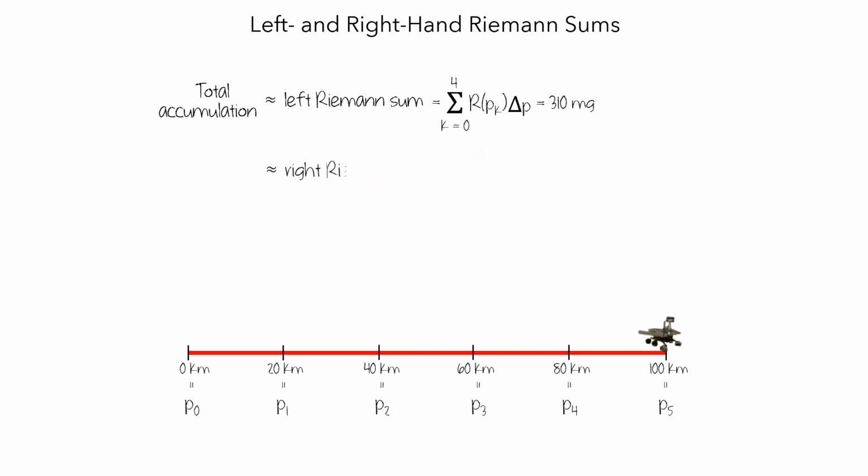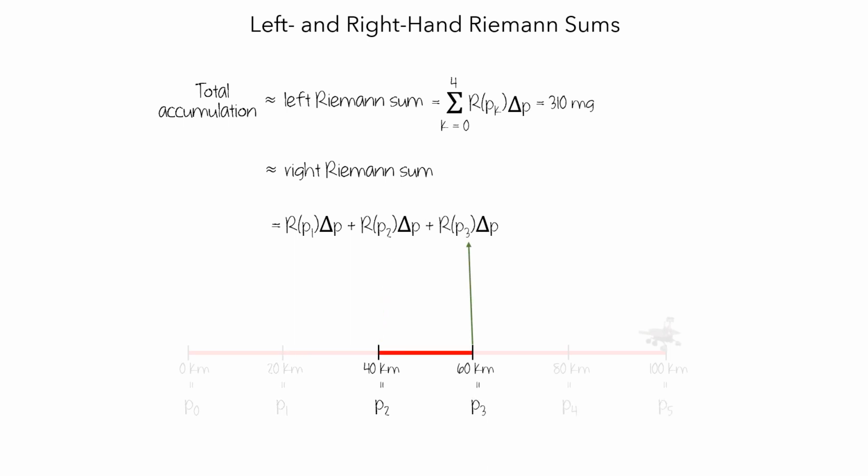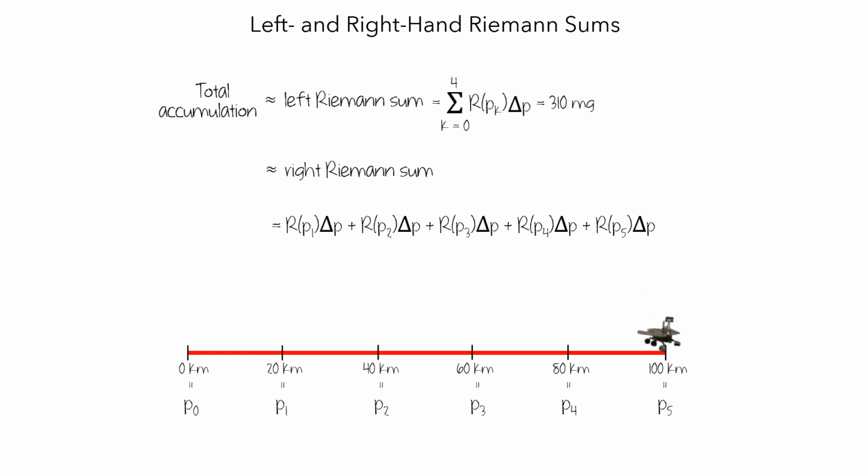We can also approximate the total accumulation using a right-hand Riemann sum. We'll use the same process as with the left-hand sum, but we'll use the right endpoints instead. For the first interval, we'd find the rate at the 20-kilometer mark, which we labeled as p sub 1. For the second interval, we compute the rate at p sub 2. Then at p sub 3 for the third interval, p sub 4 for the next interval, and p sub 5 for the last interval. If we use k to indicate the value of the subscript, then this first term corresponds to k equals 1, the second term corresponds to k equals 2, and so on.